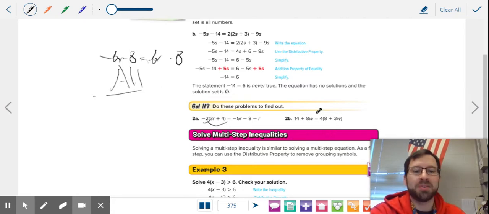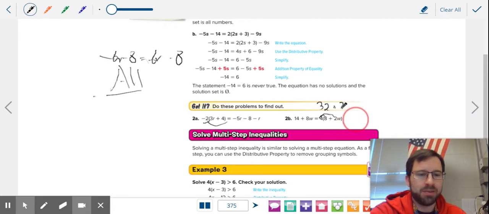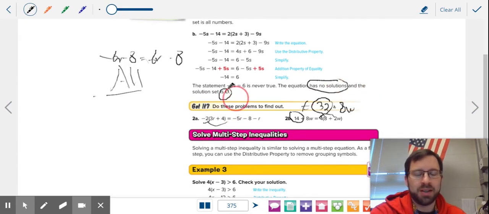Now you can have the opposite of this true. So when I distribute here, I get 32 and positive 8w. Notice the variables are the same. They're both 8w's, but the constants are different. 32 and 14, they're not equal. So no matter what I put in here, it can never be equal. So this is no solution. The solution set is never true. This is called a null set.